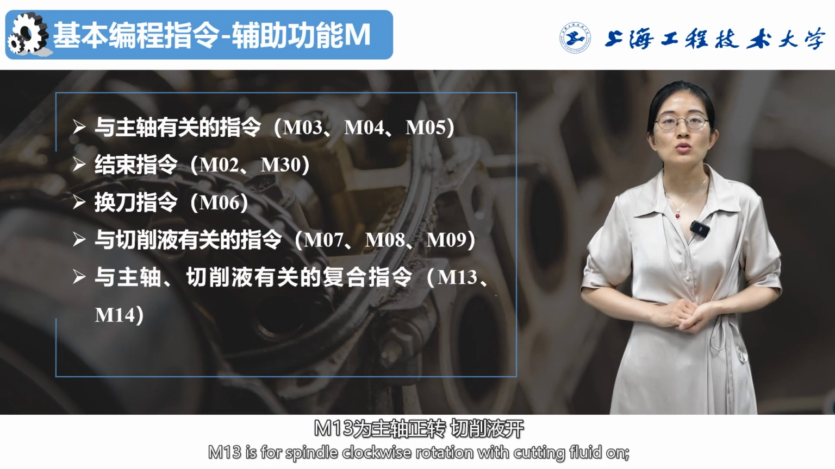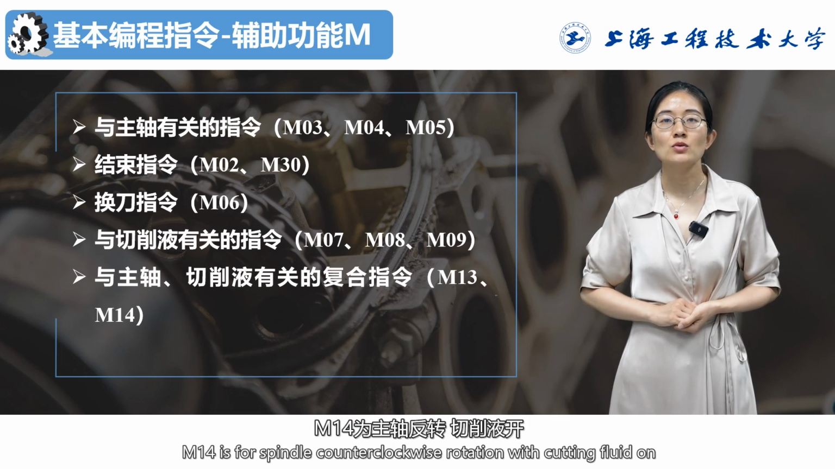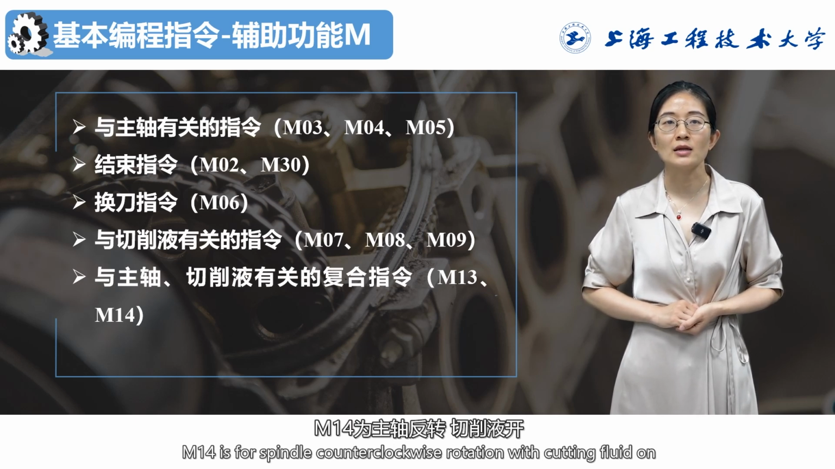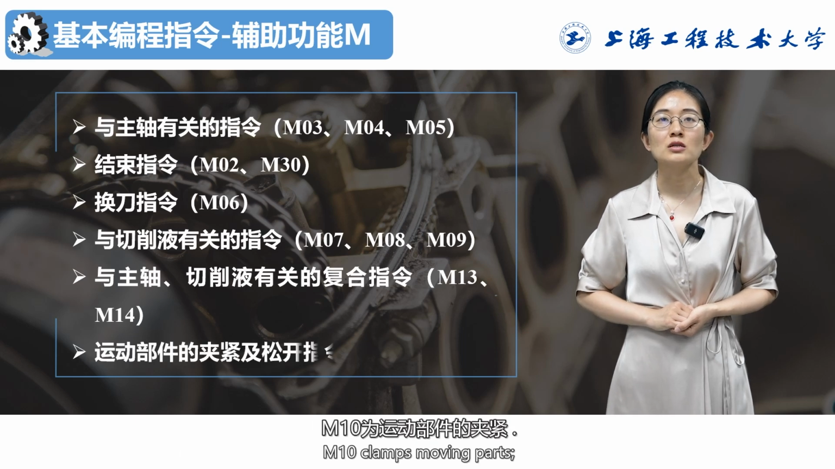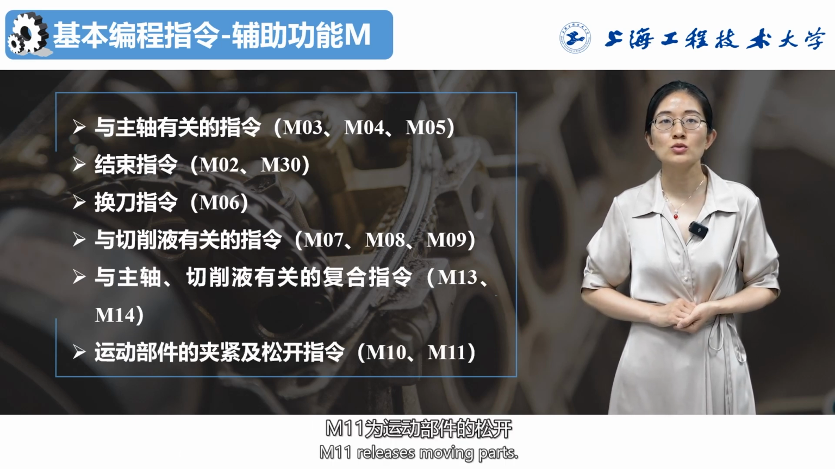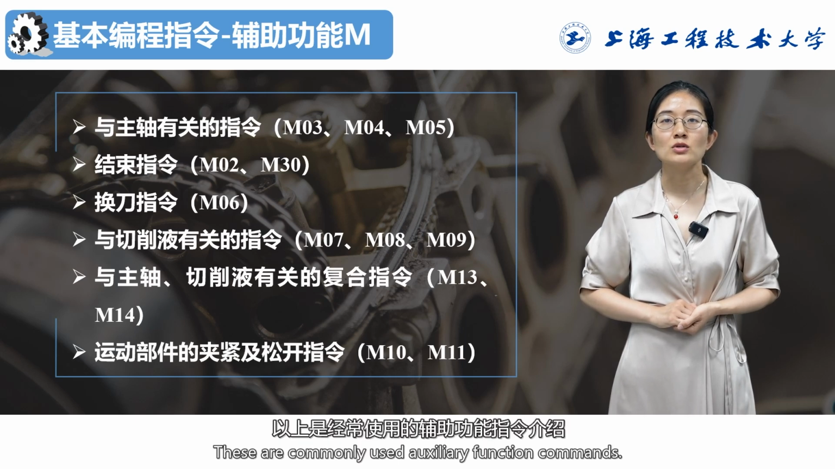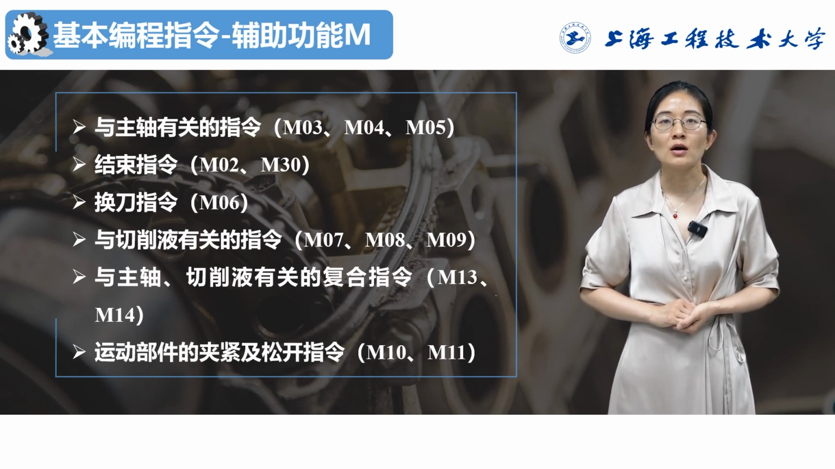M13 is for spindle clockwise rotation with cutting fluid on. M14 is for spindle counterclockwise rotation with cutting fluid on. M10 clamps moving parts. M11 releases moving parts. These are commonly used auxiliary function commands.